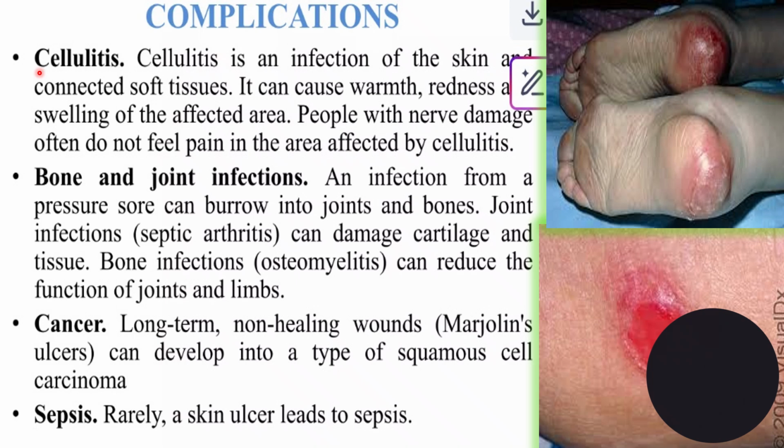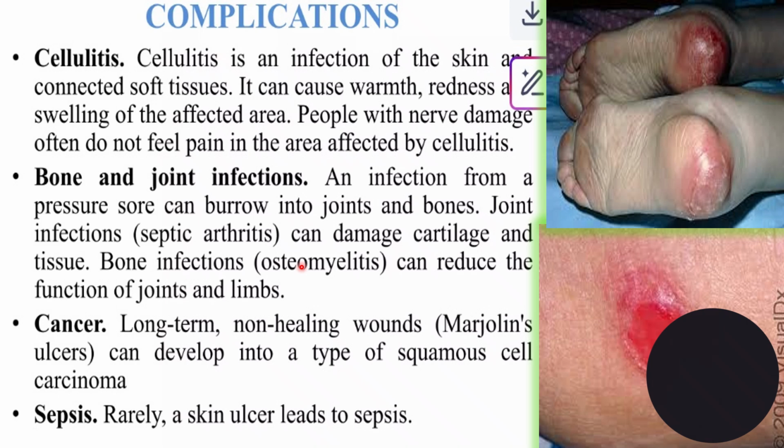The first complication is cellulitis, and then bone and joint infections, cancer, sepsis. Cellulitis is an infection of the skin and connected soft tissue. It can cause warmth and redness of the affected area, and people with nerve damage do not feel the pain of the cellulitis. Bone and joint infection: the infection from the pressure sore can spread into the bones and joints. It leads to septic arthritis and osteomyelitis. It may happen in stage 4 or unstageable injuries.